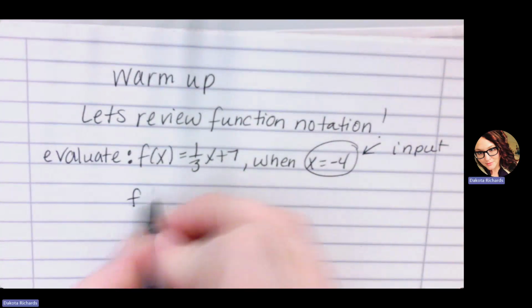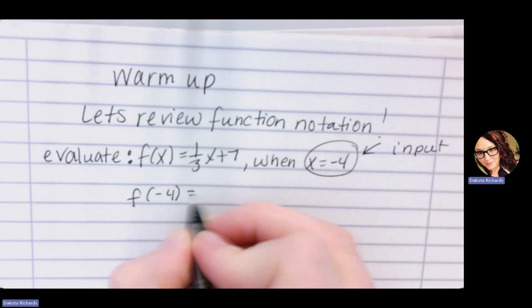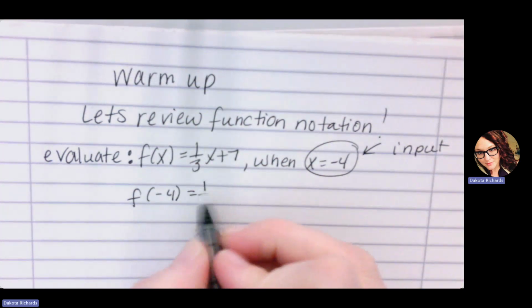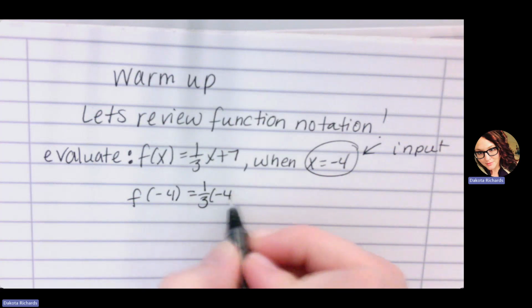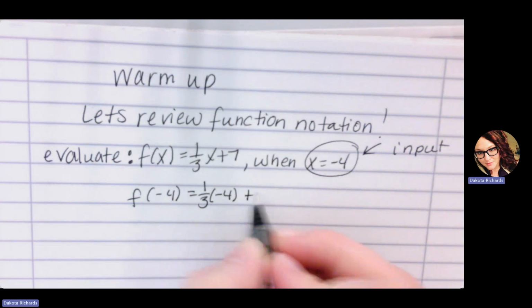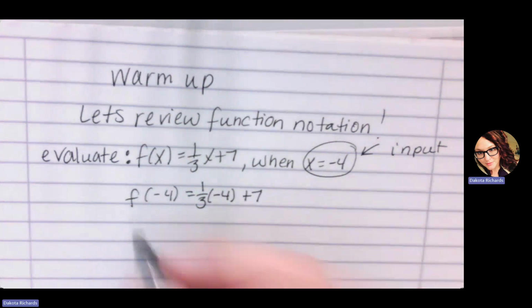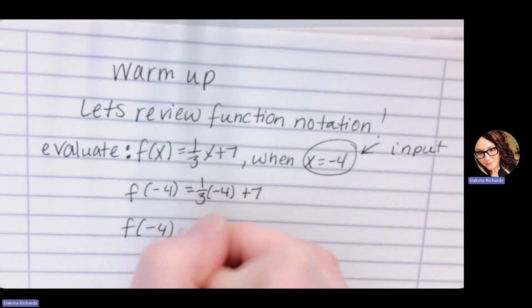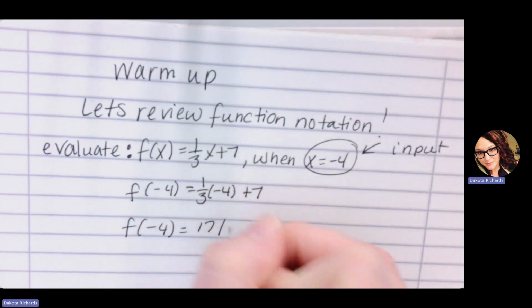Okay, so f of -4, every time you see an x, you're going to replace it with whatever number they give you. Equals 1/3 times -4 plus 7. When you plug that in and do the math or use your calculator, you should get 17/3.